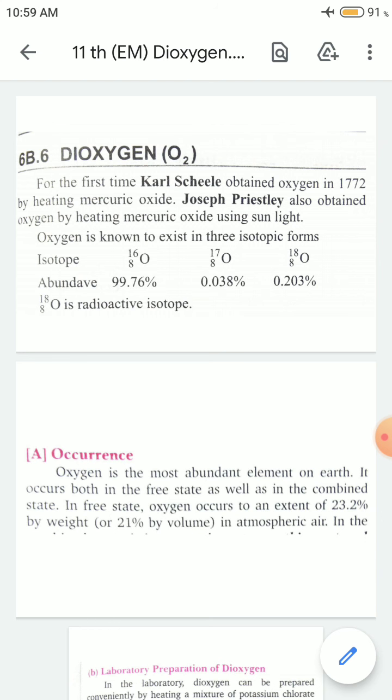Today we start a new topic: dioxygen, the atomic form of oxygen.